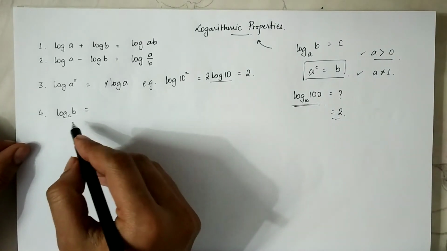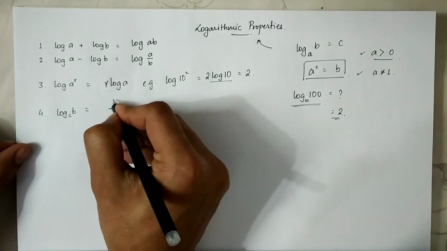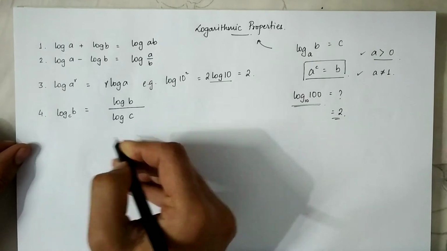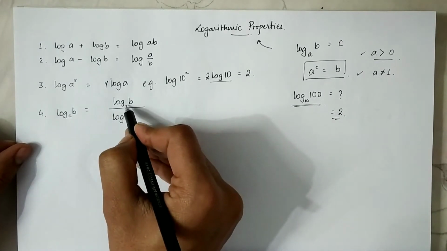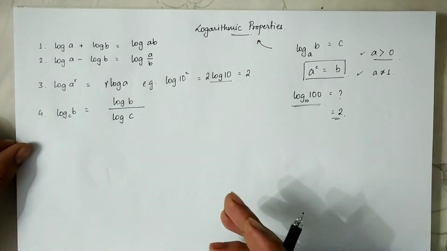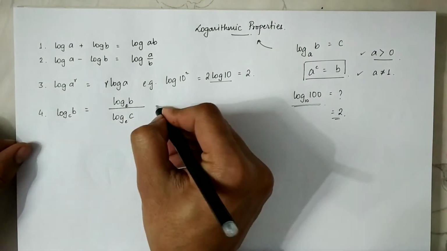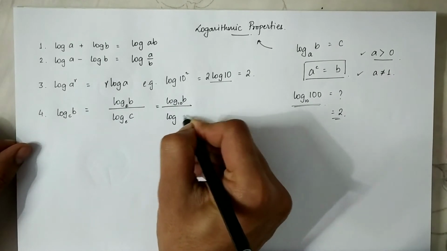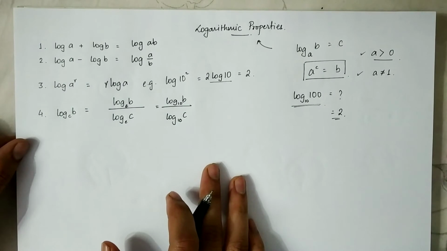Again, log b base c can always be written as log b upon log c. This one goes on top, the base goes below, and we can put whatever base we want in each one of them. But the bases have to be equal. It can either be e, it can also be 10, it can be anything we want according to the situation given.